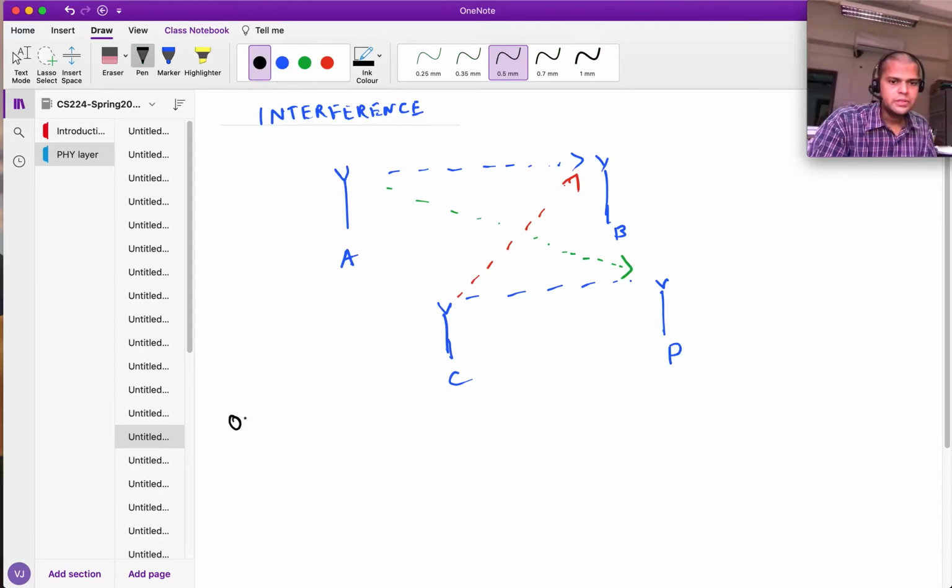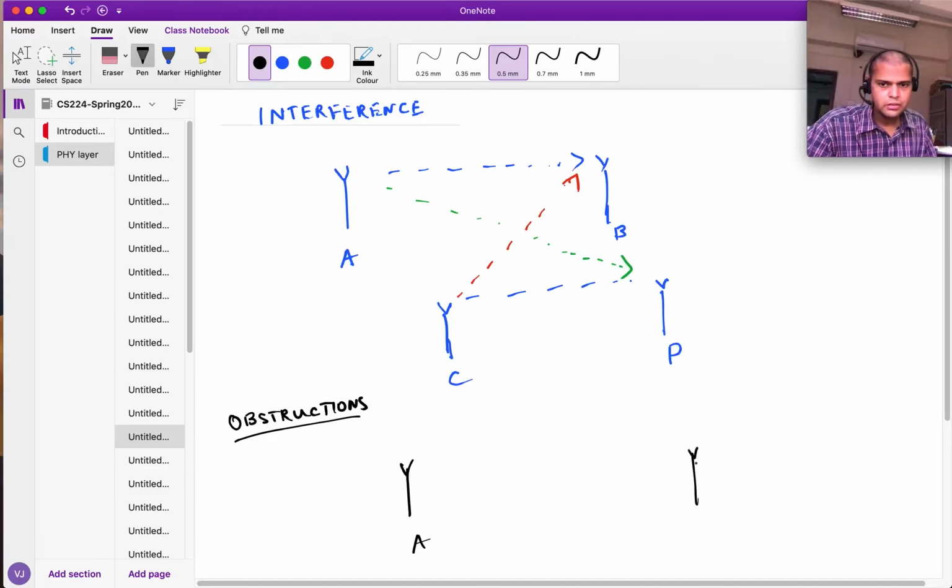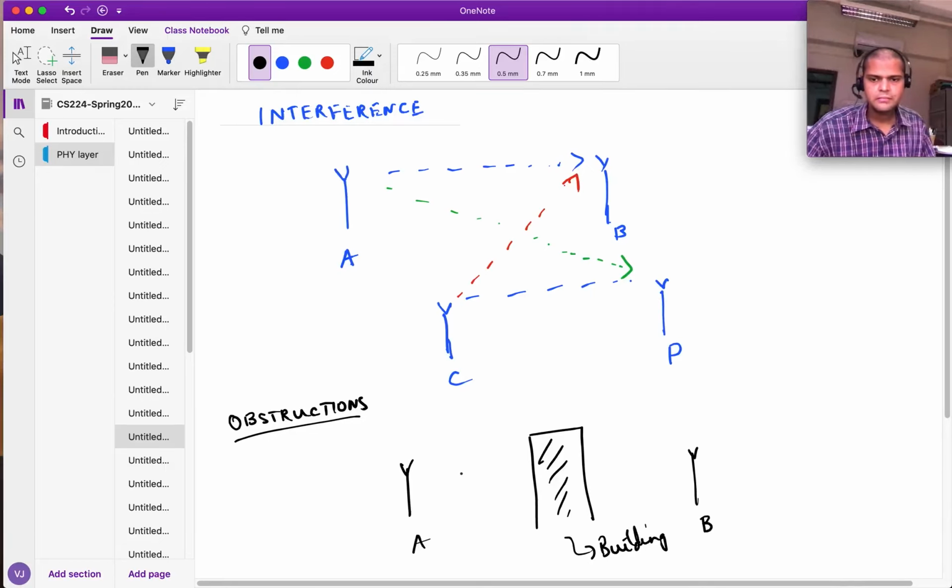Then you might have obstructions. So in the wired situation, we said with twisting and so on, you can reduce the crosstalk a lot. Whereas here, your antenna is just open, right? It can receive any signal sent by anybody else. So you may have a situation like this: A is sending to B, and there is an obstruction in between. This could be a building or a car or a wall or something like that.